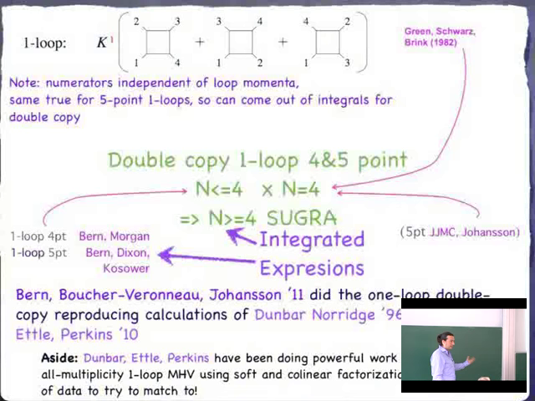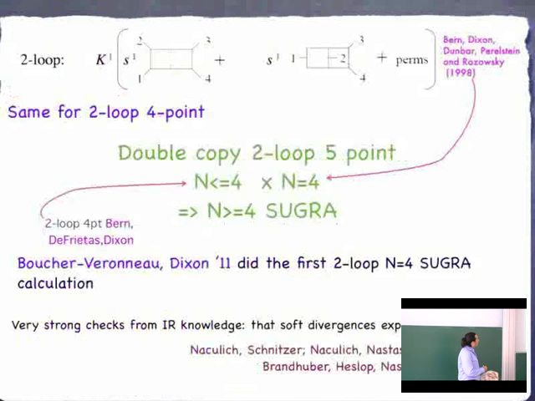Okay, and so as I said, the same was true for two loop four-point. This is independent of loop momenta. Unfortunately, two loop five-point isn't independent of loop momenta, so you don't get to. I mean, you actually have to integrate the guys together. But since this is independent, you can pull it out. And so Camille and Lance did that. Did the first two loop N=4 supergravity calculation, basically by recycling this old two loop four-point amplitude that was in the literature.